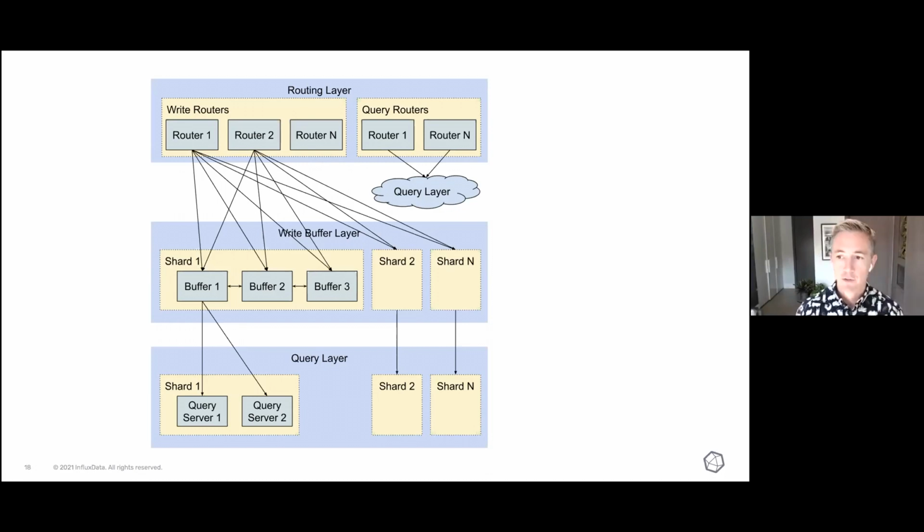pieces right now. The data is getting sent down, encoded as flat buffers so that we can avoid serialization and deserialization costs.